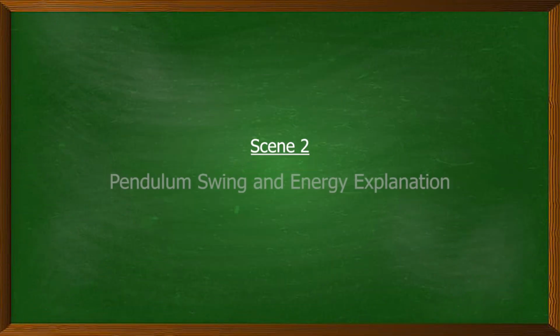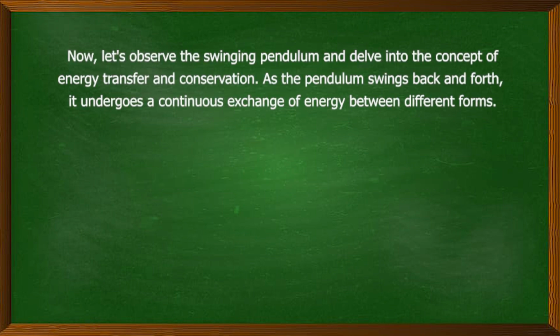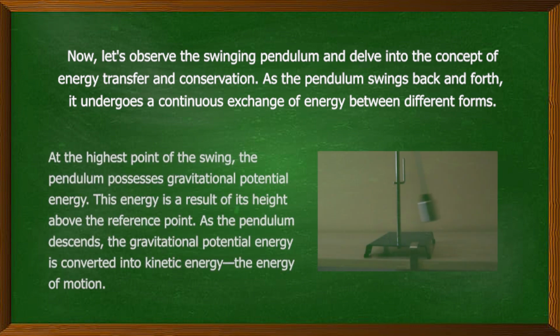Scene 2. Pendulum swing and energy explanation. Now, let's observe the swinging pendulum and delve into the concept of energy transfer and conservation. As the pendulum swings back and forth, it undergoes a continuous exchange of energy between different forms. At the highest point of the swing, the pendulum possesses gravitational potential energy. This energy is a result of its height above the reference point. As the pendulum descends, the gravitational potential energy is converted into kinetic energy, the energy of motion.